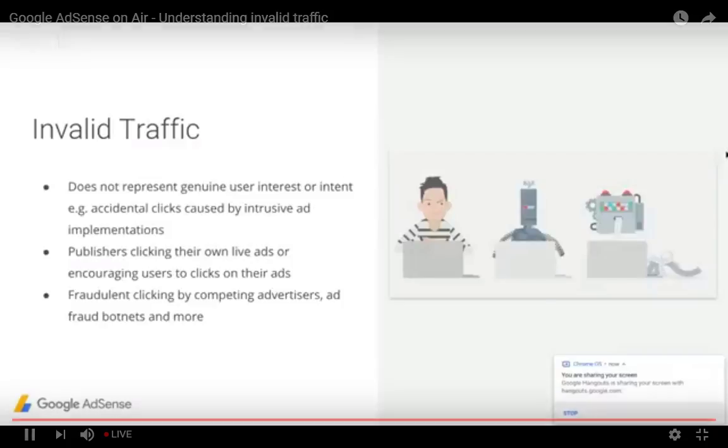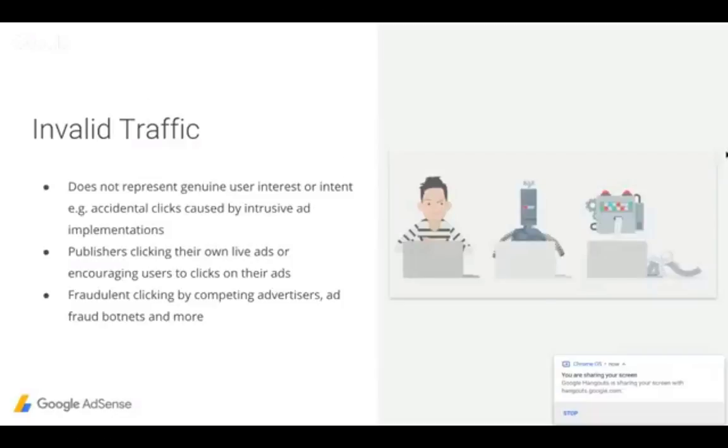For example, sometimes publishers encourage or even incentivize users to click on their ads. Publishers sometimes also click on their ads themselves to increase their revenue. This is also considered invalid. Moreover, sometimes competing advertisers try to waste their competitors' budget by deliberately clicking on ads.